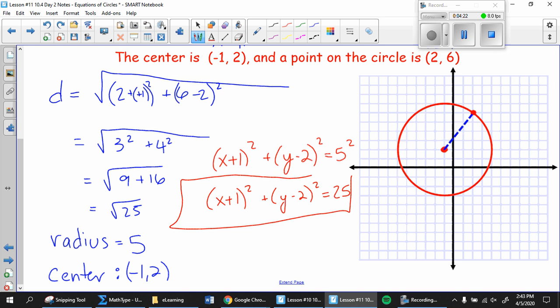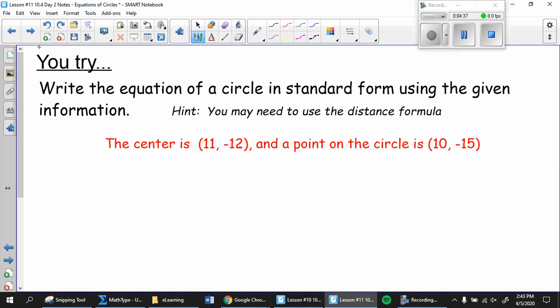And so that's going to be our equation of this circle here with center at (-1, 2) and a point on the circle at (2, 6). So you just have to find out what that radius is from center to the outside of the circle using the distance formula. All right, I want you guys to try another one of those examples, similar type example. You're given the center here, point on the circle here, use the distance formula. Once you're done with this example, after you've paused the video, go ahead and unpause it and I'll have the answer on the page.